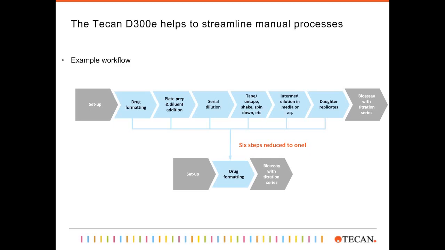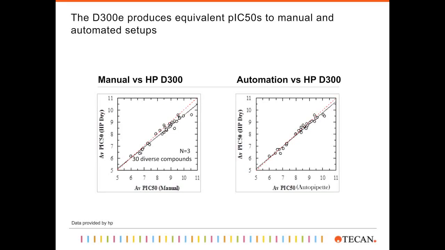So how does it compare to manual or even automated pipetting? What we have plotted here are the IC50s that have been either dispensed by the D300e on the upward axis or manually, or on the right side here, again, upwards dispensed and done by the D300e, or on the right side done by an automated pipetter. And you see that the IC50s determined by either the D300e or by the respective other method, they nicely overlap, so it leads to equivalent results as a proof of concept.